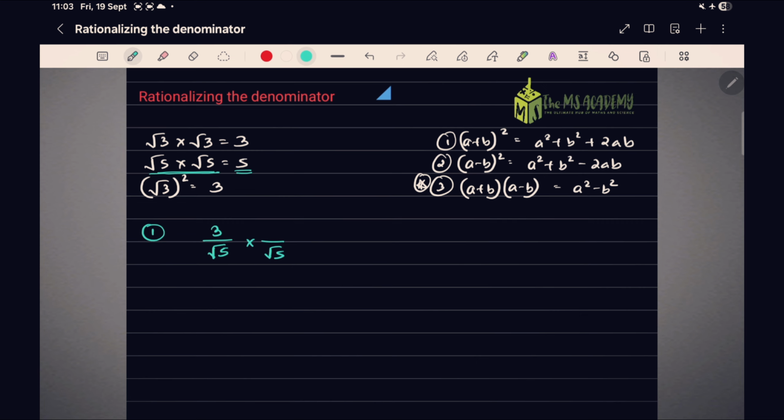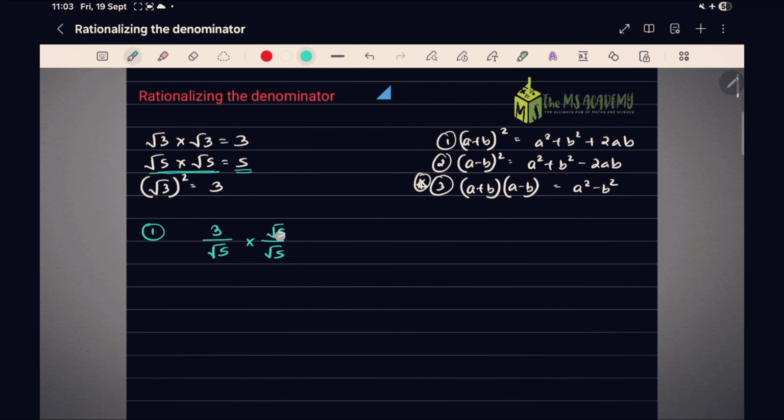But हम सिर्फ denominator को multiply नहीं कर सकते. We cannot multiply just the denominator. We have to keep the balance of the equation same, so we have to multiply the numerator as well as the denominator. That also gives us √5. So this becomes 3√5 and my denominator becomes 5, which is a rational number. Sum done. That easy.